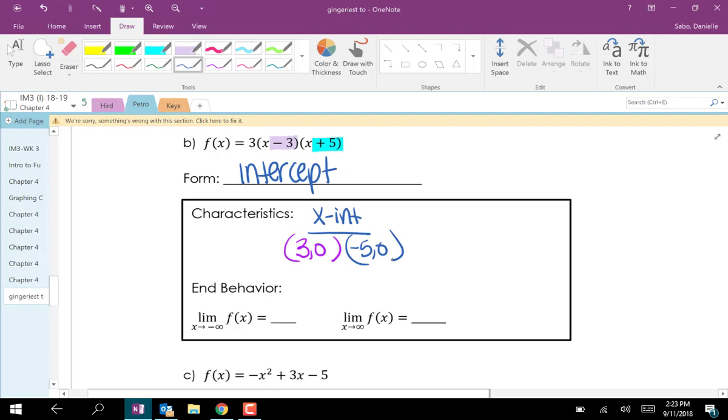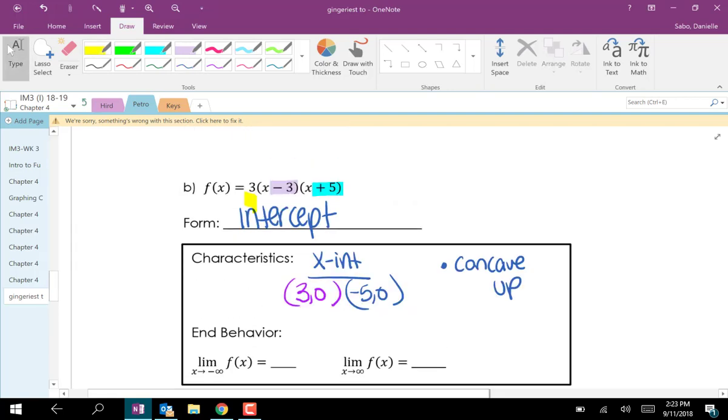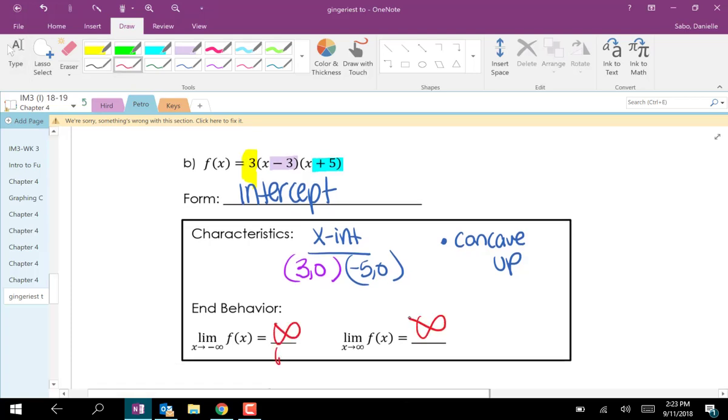Okay, and are we concave up or down? Down. Ooh, up. Okay, because here in yellow, it's a positive in front. So we're up, and because we're up, we're going towards positive infinity. Yep. Very good. Almost there. Almost there already. Pretty quick day. Questions, comments, concerns?